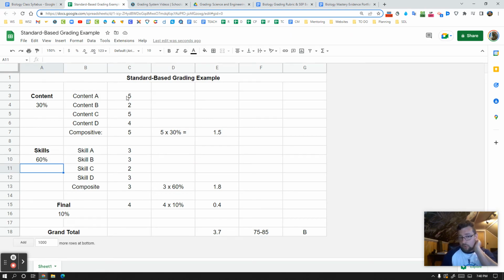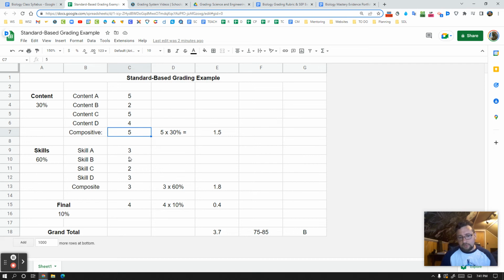So let's say after 4 pieces of content, the student would average about a 4, 5, 2, 5, 4. That would average to about a 4. But since 5 was the most common and I was feeling generous, I give this student a 5. Now that's supposed to represent 30% of their grade, so 5 times 30%, 1.5 points.